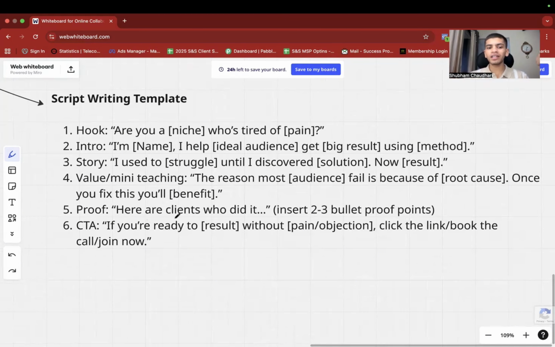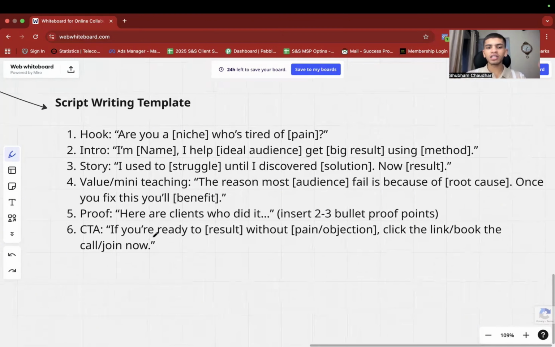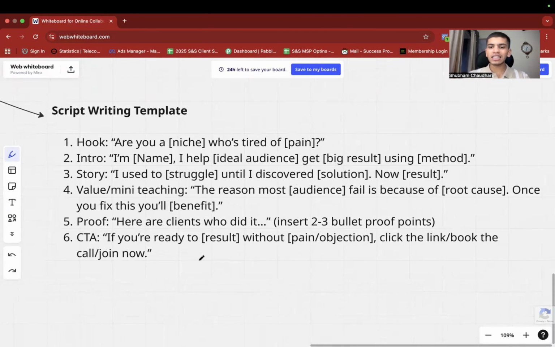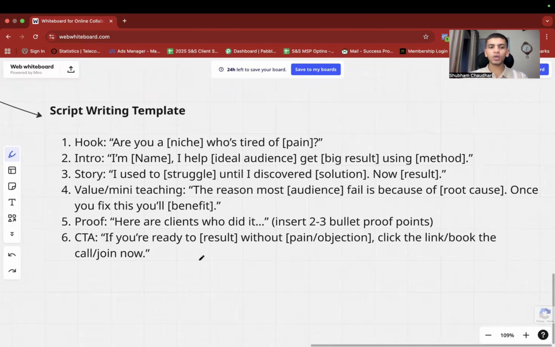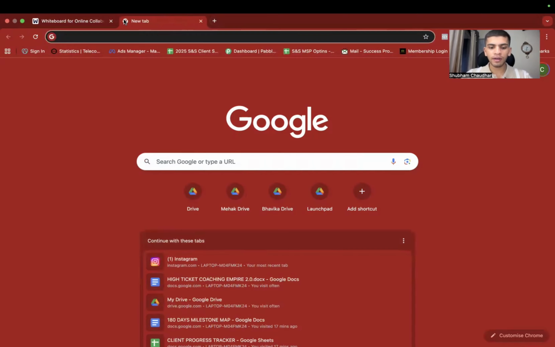Then show your proof: here's what my client has done, right? They got that XYZ result. And in the call to action, you will say that if you are ready to get this result without any pain point, then click the link below and join my free workshop or something like that, right? So this is the script that we use. You can use it as well. Take a screenshot of it, and now I will show you my exact ad that I am using, so that you get an idea of how exactly things work.